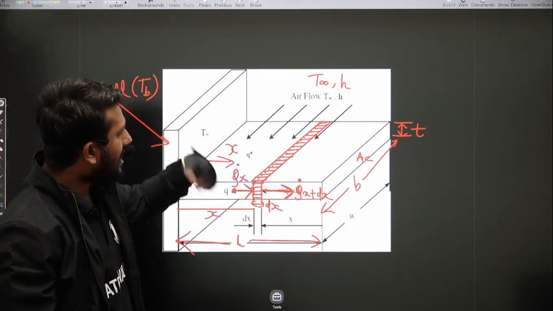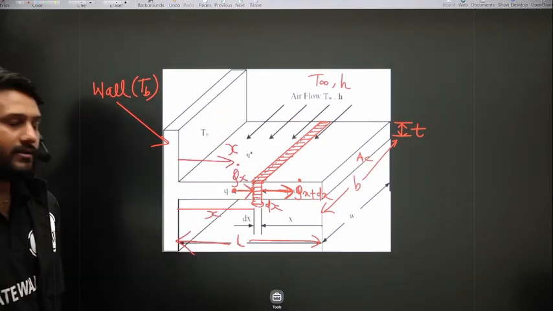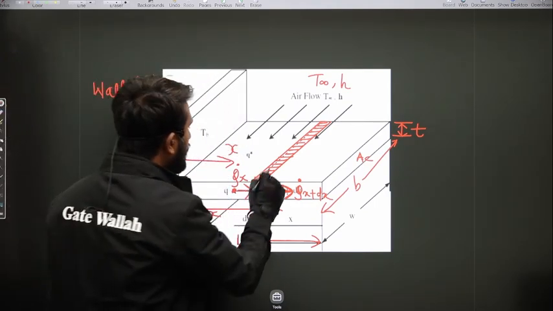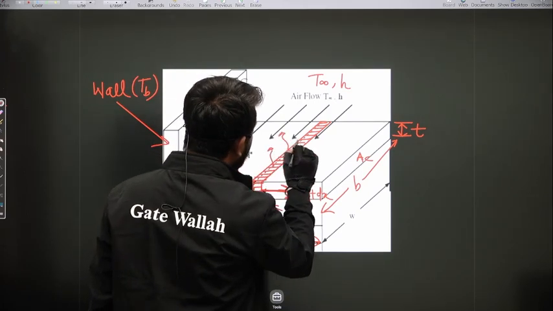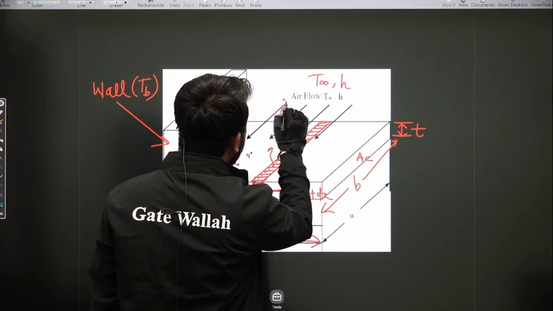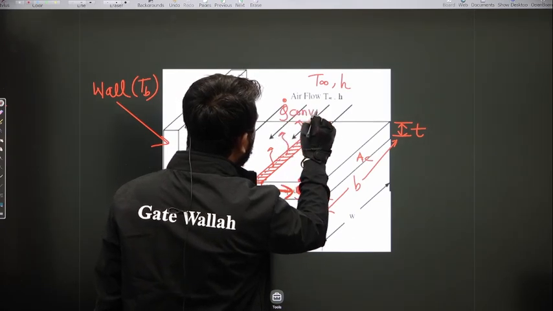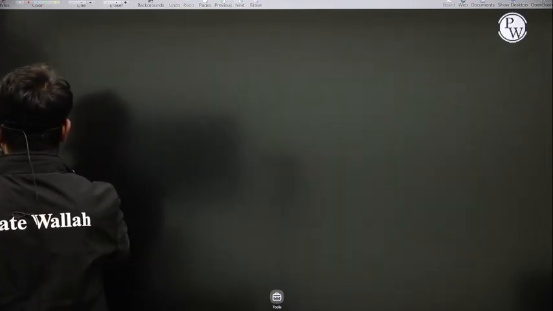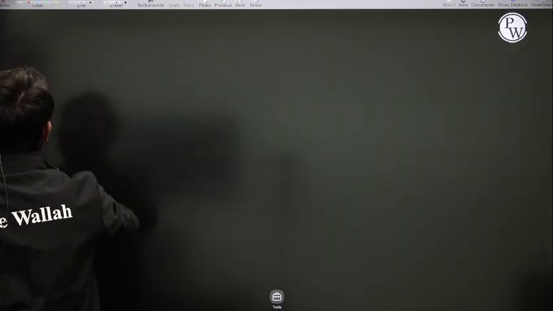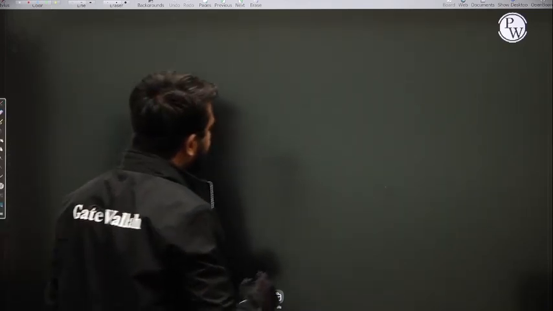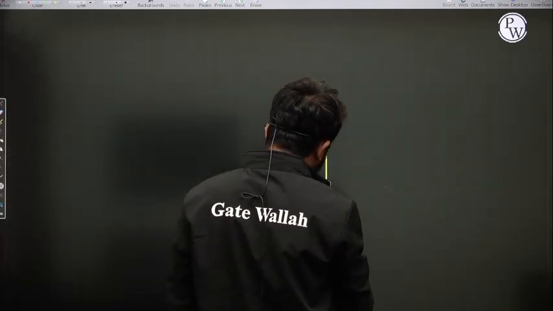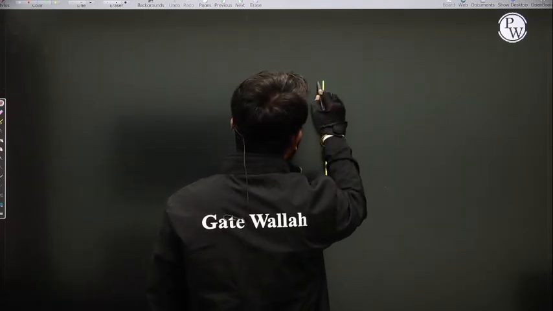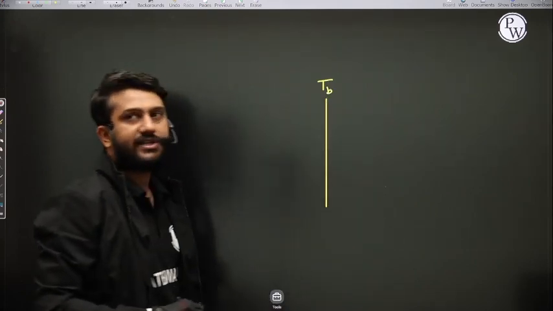And outside, that means in the ambient, the mode of heat transfer is convection. So the convection heat transfer from this small element is q dot convection, right? If you see this small element in 2D, this is the wall temperature, or you can say base temperature.